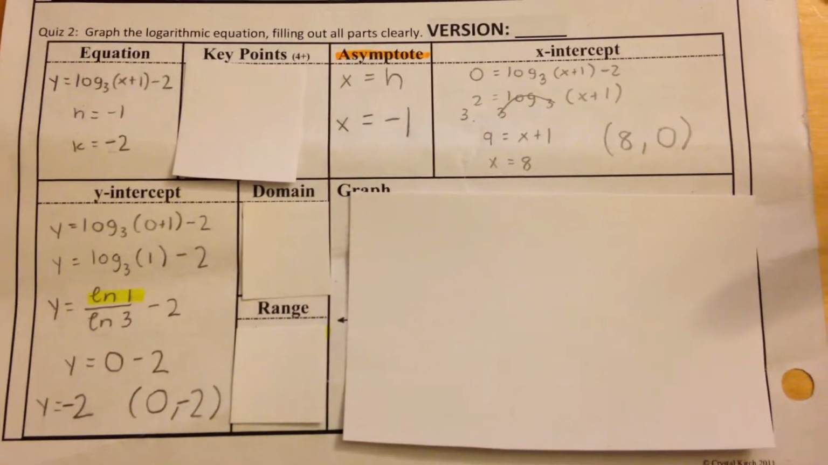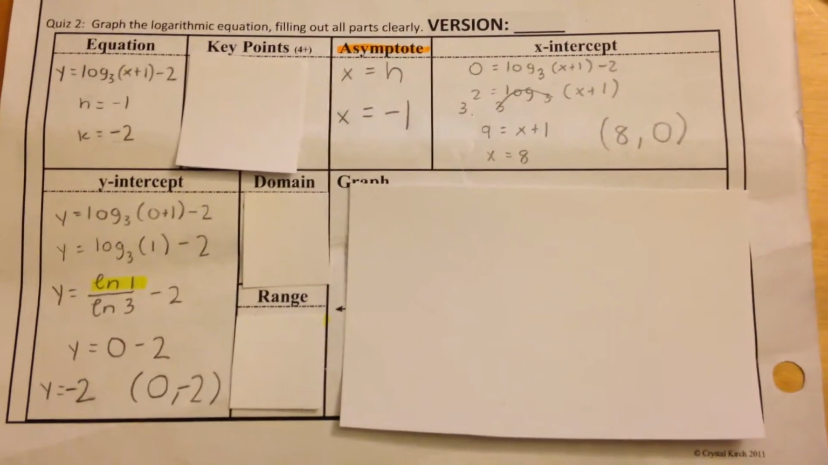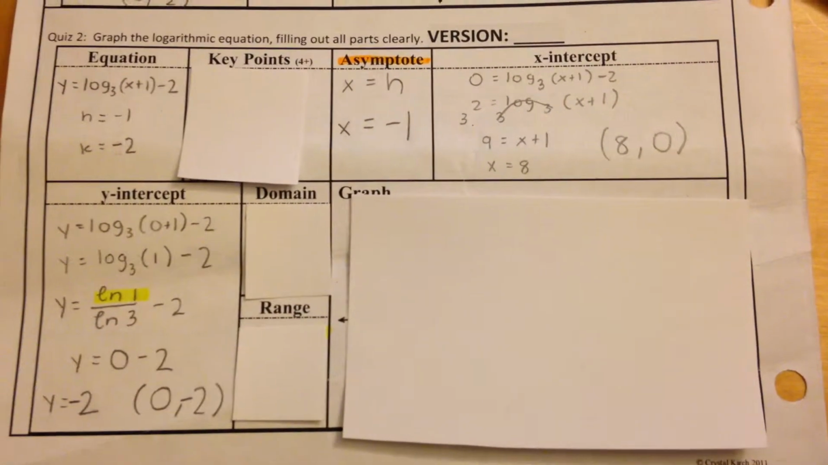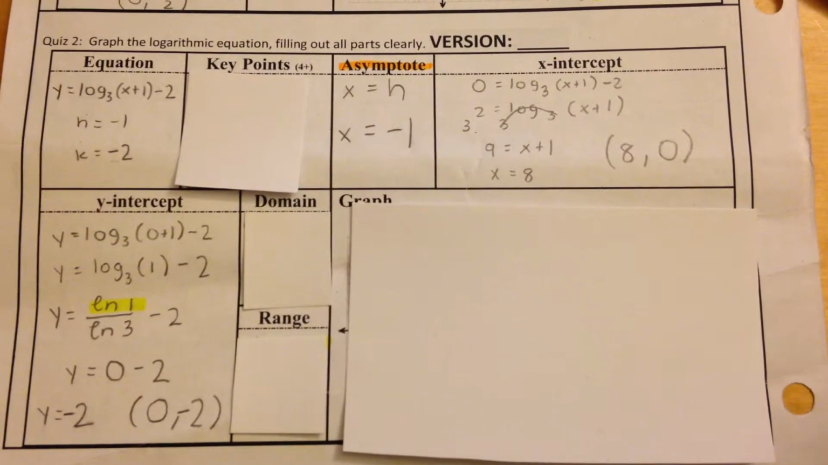Another note I'd like to make is that the natural log of 1 is 0, so 0 divided by anything would be 0. So that's another easier way to find that out.